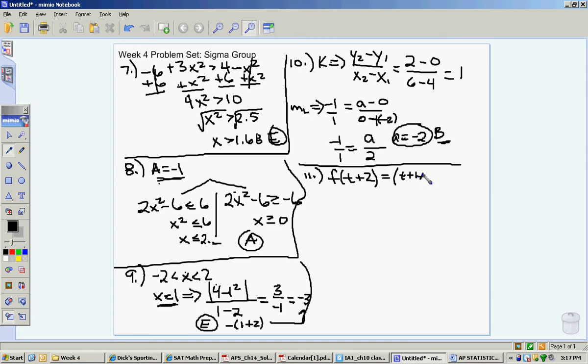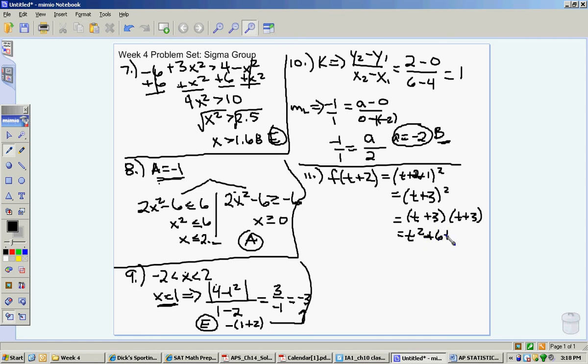Well, t plus 2 plus 1 is the same thing as t plus 3. So now I just need to square that. Don't forget, you can't just distribute that 2. It's a binomial that you have to FOIL. T plus 3 times t plus 3. And if you forget how to FOIL, watch the video from the lesson to remind you on that. I'm going to just go through and do it. t squared plus 3t plus 3t is plus 6t plus 9, which is answer choice C.